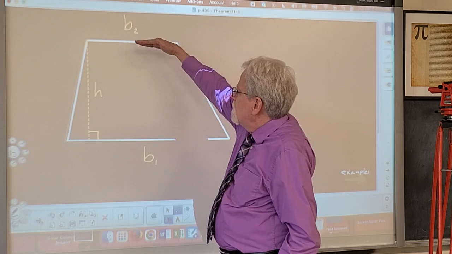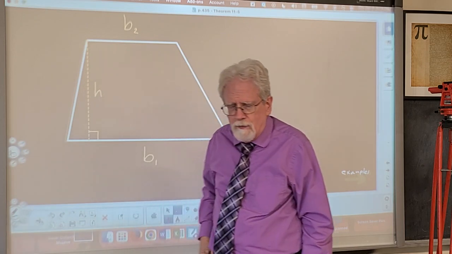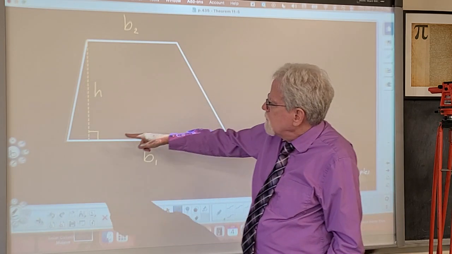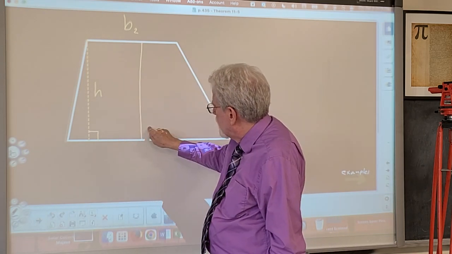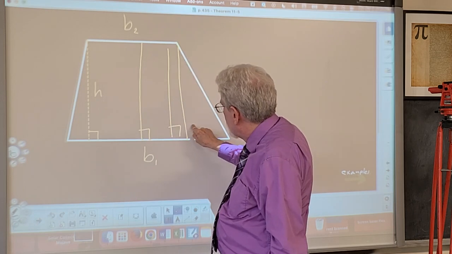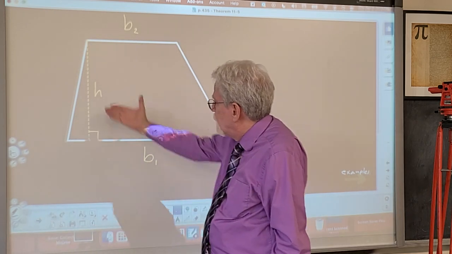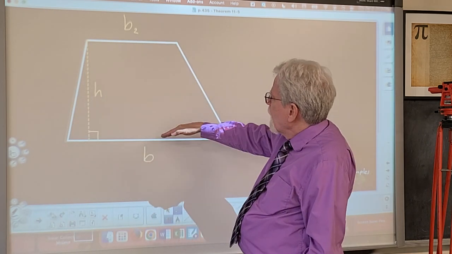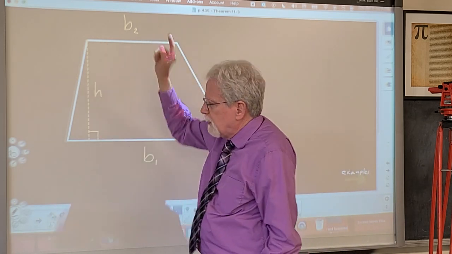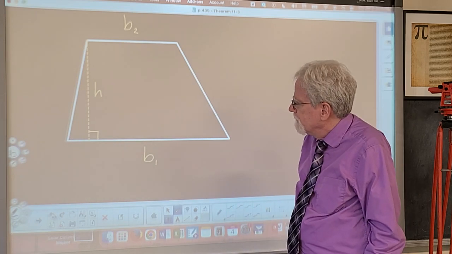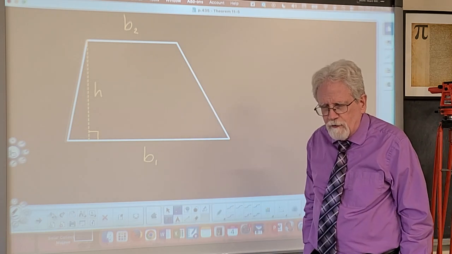It has one pair of parallel sides, and the other pair is not parallel. The height of the trapezoid is perpendicular to a side. I could have put that height any place, here, or here, or there. It doesn't matter, as long as it's perpendicular to the sides. I just put it here. And a trapezoid has two bases, which we will call base 1, B1, and base 2, B2. Now, let's figure out how to find the area of a trapezoid.